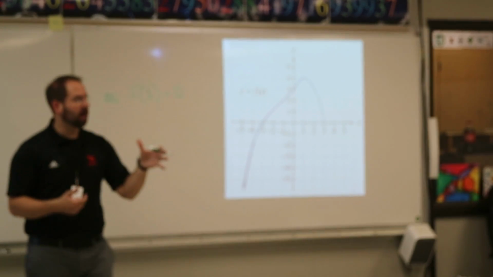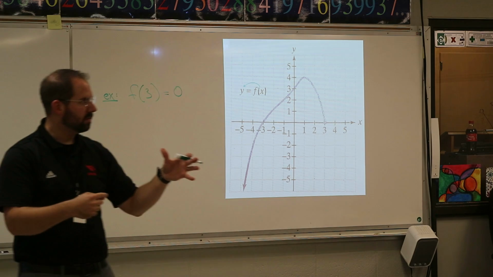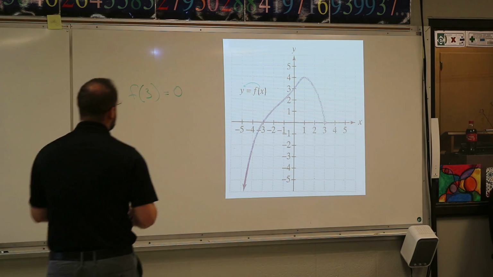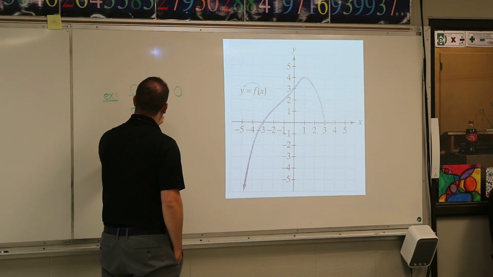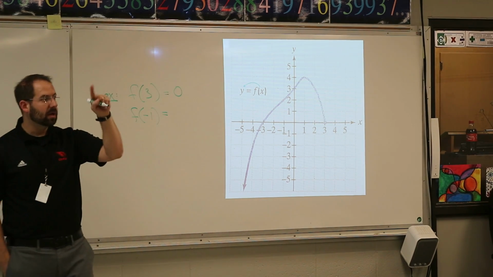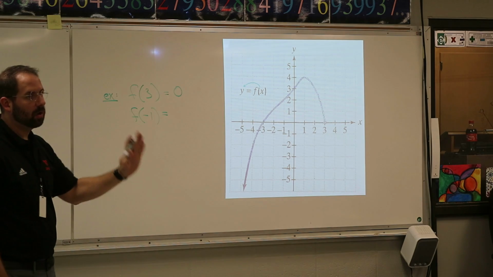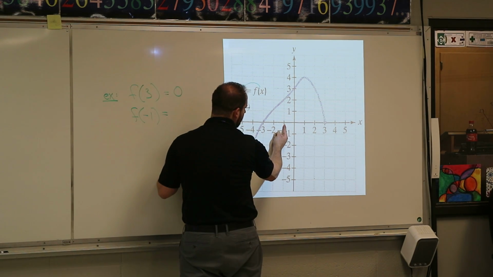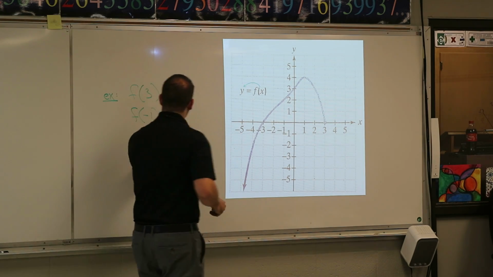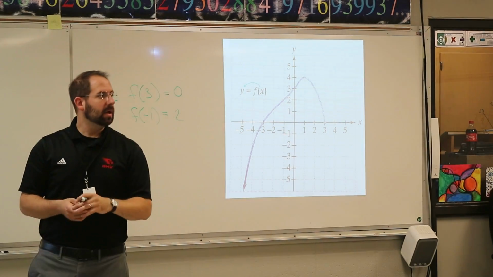That's substitution on graphs, right? You're finding what that number is when it's evaluated. It could be any number. It could be f of -1. And I want to know what's the y number that your graph is hitting at -1 on the x-axis. So -1 is this, so where did the graph actually hit? 2. Boom. Make sense? Okay.